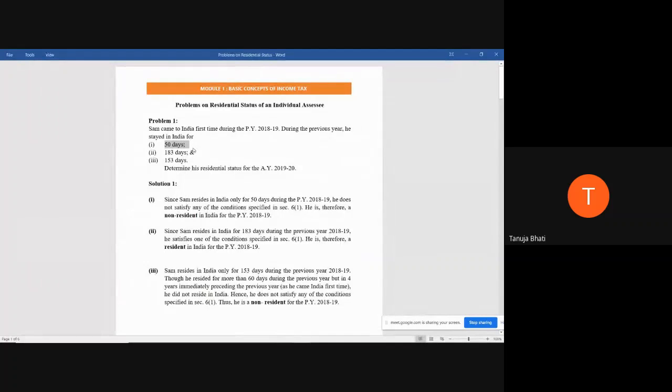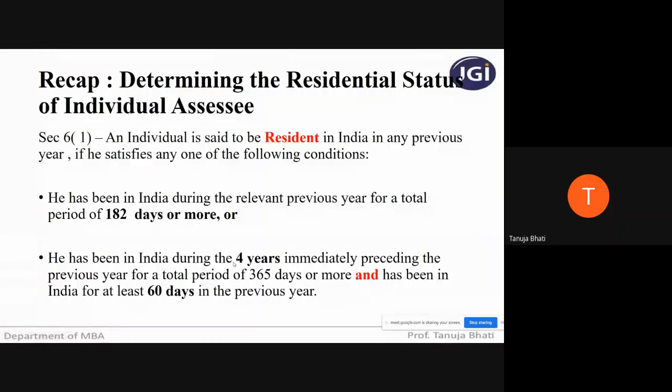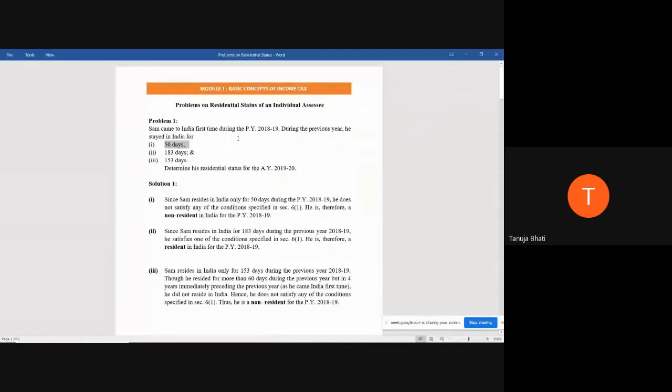The second basic condition is that he has been in India during the 4 years immediately preceding the previous year. But why should we check the second basic condition? Because he is coming for the first time in India. So obviously, if he is coming for the first time, he has never come to India before. Why should we check the second basic condition? Because the second basic condition tells that his stay in India in the 4 years immediately preceding the previous year should be 365 days or more. Now he's coming for the first time in India, so we are not going to check his second basic condition. Obviously, he's not going to fulfill it because he's coming for the first time in India.